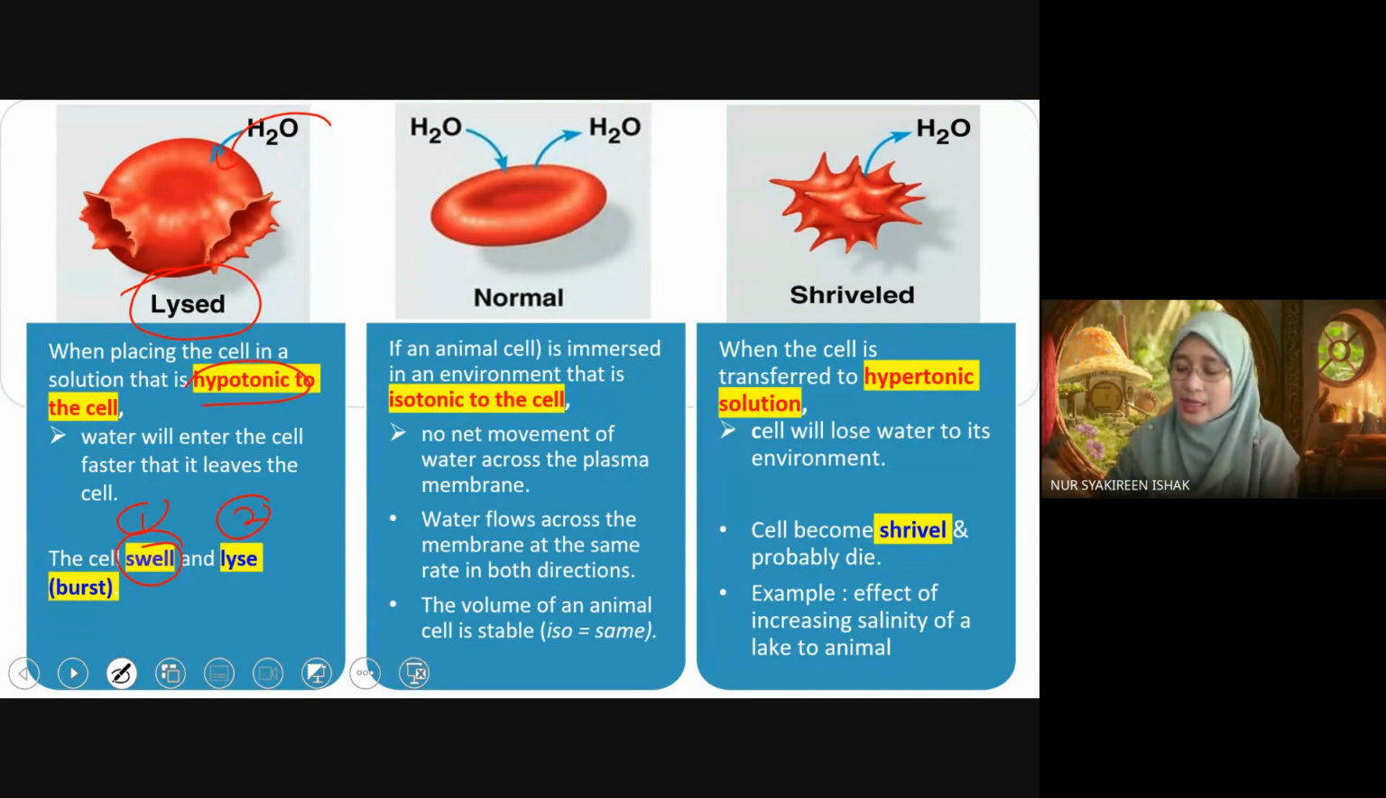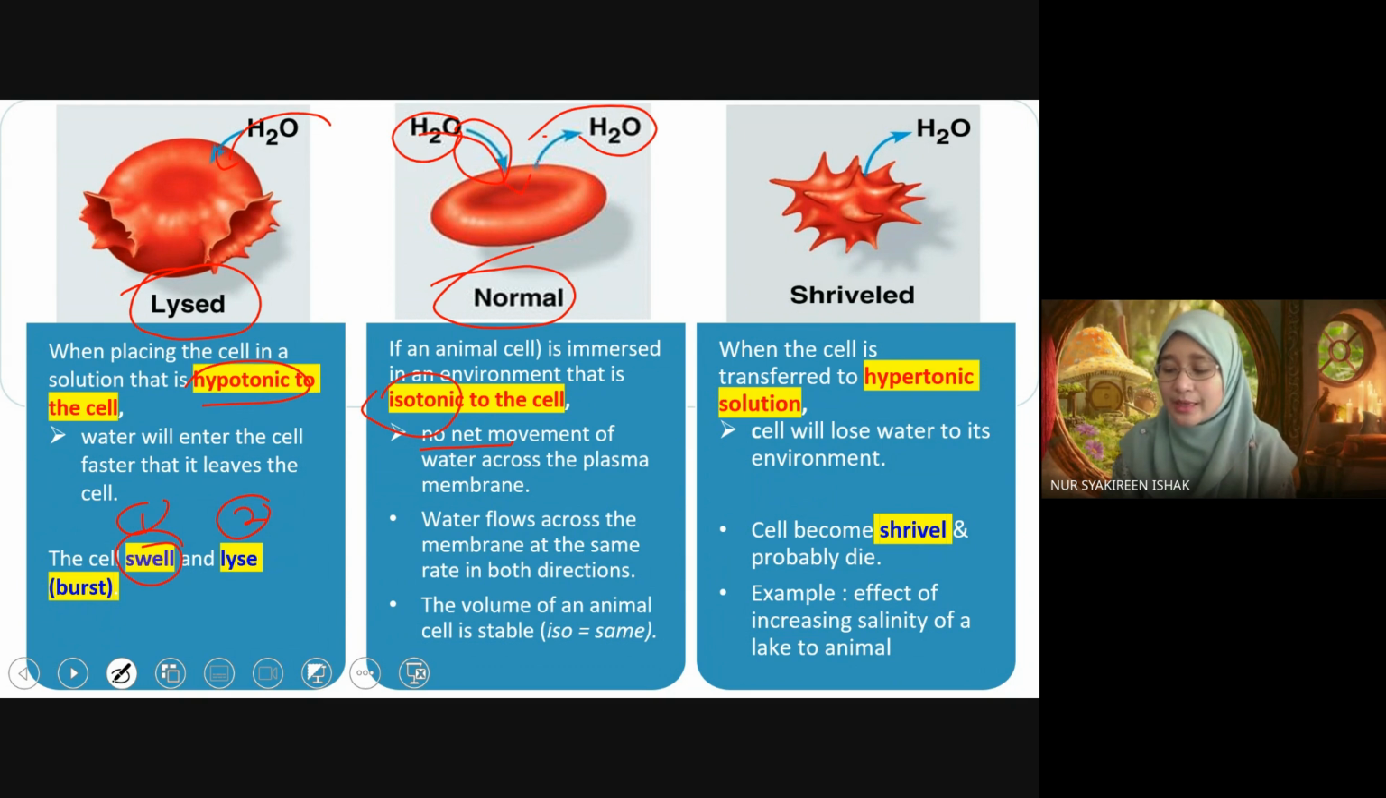For the second diagram, if you immerse the cell in an isotonic solution, because the concentration of solute inside and outside of the cell is the same, there will be no net movement of water. No net movement means there's still movement of water, but at the same rate.